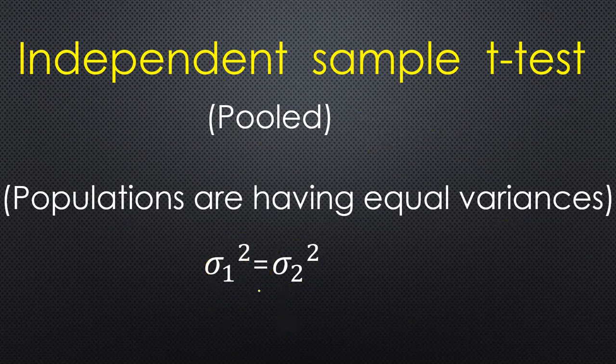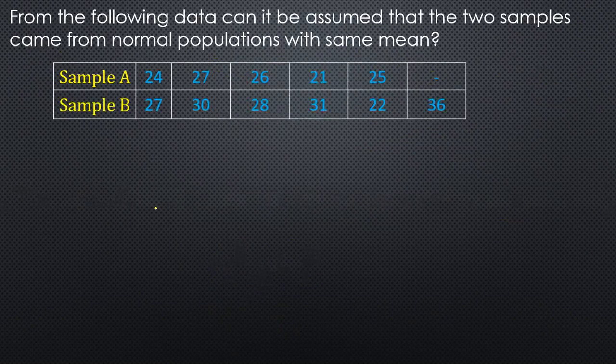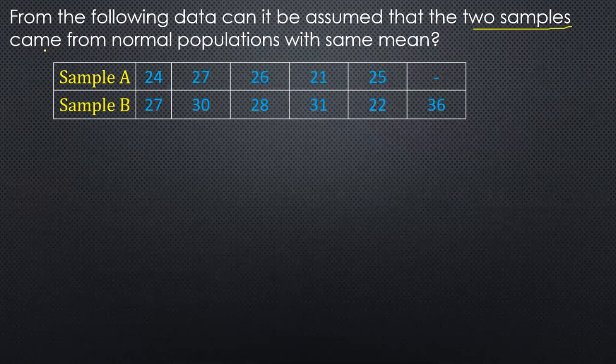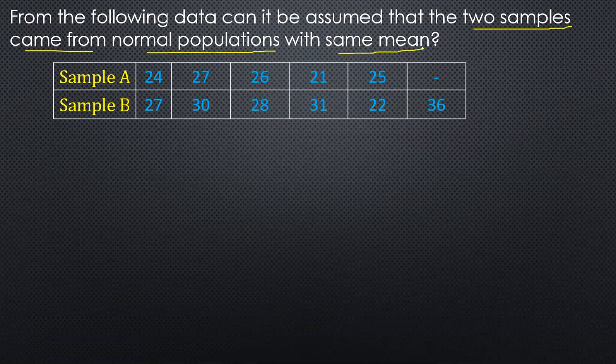Now imagine that we have a sum with equal variances. We are going to do the t-test. How to do it from step 1? Say I'm going to give one example here, from the following data. It can be assumed that the two samples came from normal populations with the same mean. Same means it is coming from one population.